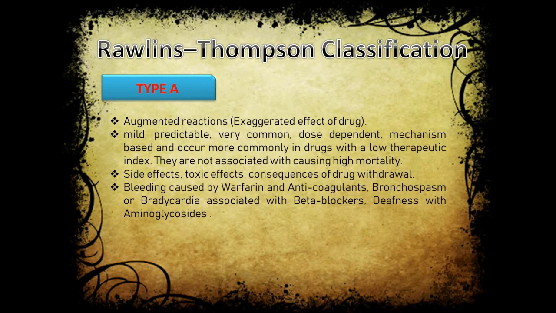And these are mechanism based, or based upon the normal pharmacological action of a drug, and occur most commonly in a drug with a very low therapeutic index. These are not associated with high mortality, or if mortality occurs, it's very, very low. It includes side effects, toxic effects, and consequences of drug withdrawal. Some examples are bleeding caused by warfarin and anticoagulants, bronchospasm or bradycardia associated with beta blockers, and deafness with aminoglycosides. So these are particularly common types of effects.